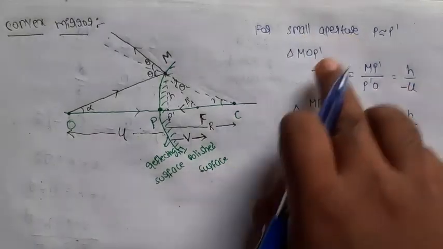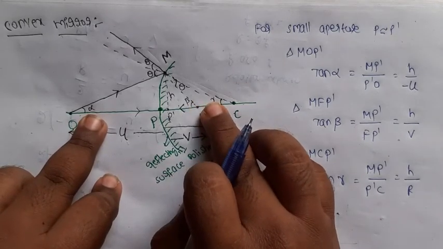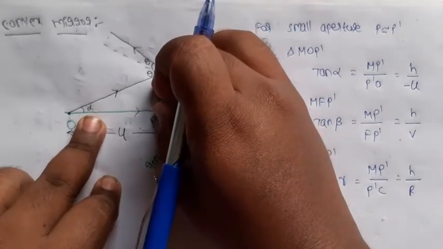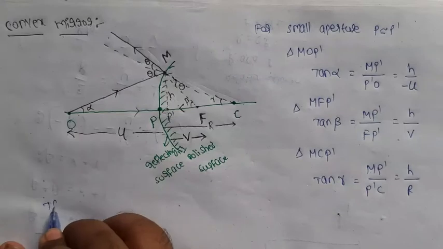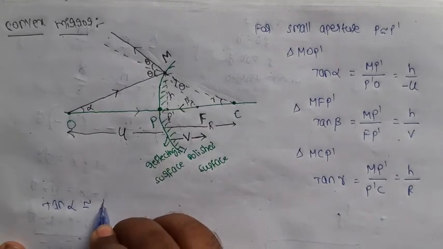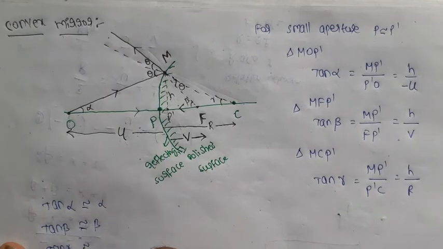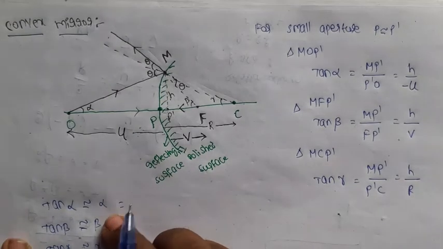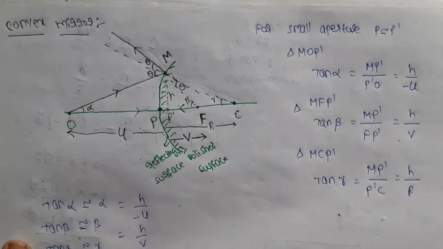We are taking a small aperture. With a small aperture, the alpha, beta, gamma values will decrease. In that situation, tan alpha is approximately equal to alpha, tan beta is approximately equal to beta, and tan gamma is approximately equal to gamma. So the alpha value is h by minus u, beta value is h by v, and gamma value is h by r. These are the values of alpha, beta, gamma.